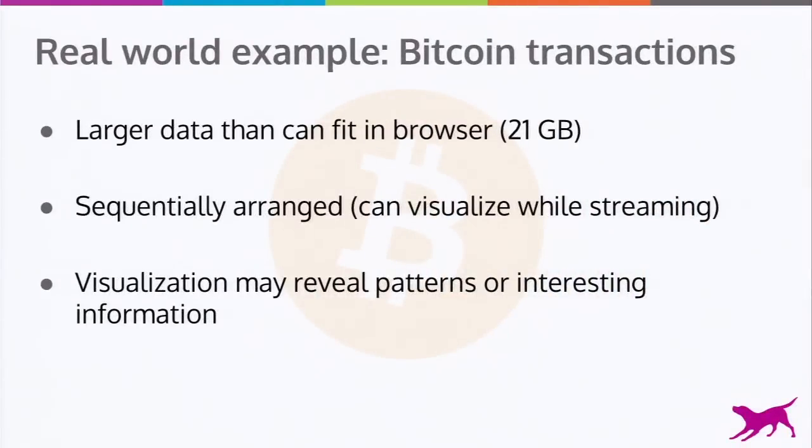So I'm going to show a real-world example of data visualization. And I'm going to use the Bitcoin blockchain. For those of you who are not as familiar with Bitcoin, it's a distributed cryptocurrency, and every user of Bitcoin has the entire blockchain on their machine. It's a shared state knowledge of the entire history of Bitcoin. So it's a public ledger. Every transaction is recorded. So I took a copy of this from a few months back. It's 21 gigabytes. And it has a nice property, which is that it's sequentially arranged, so you can visualize it while streaming through the data. And I think visualization might reveal some patterns or interesting information in it.